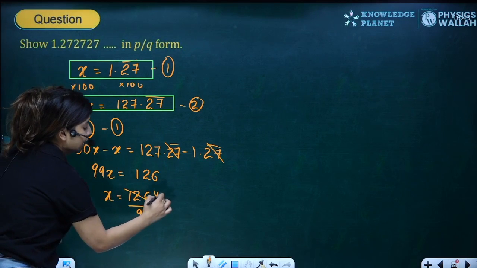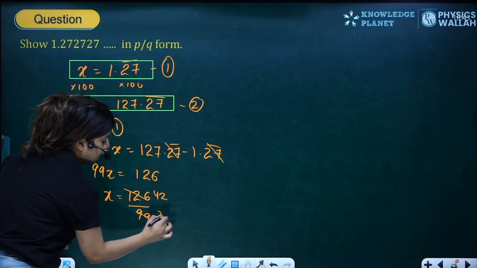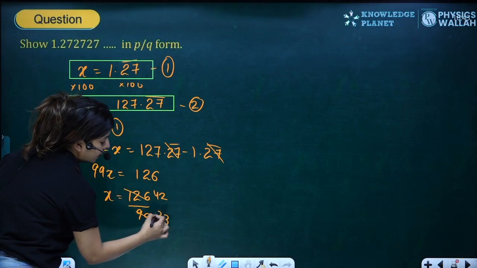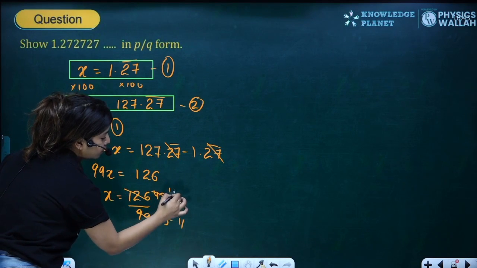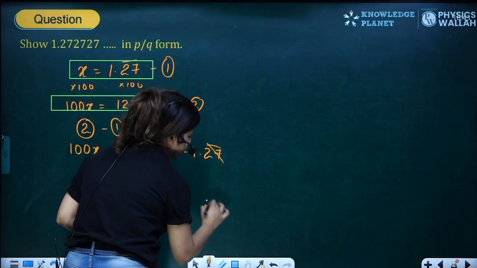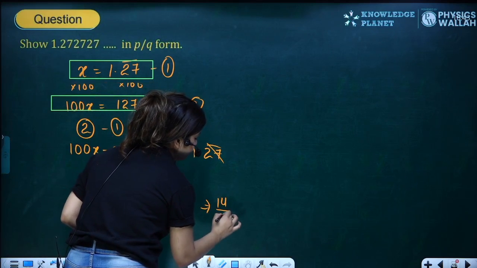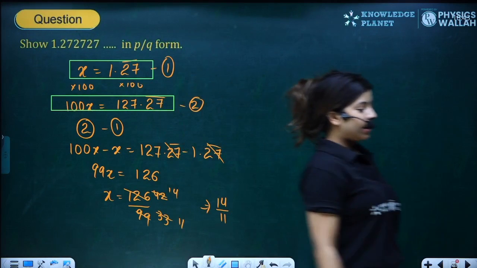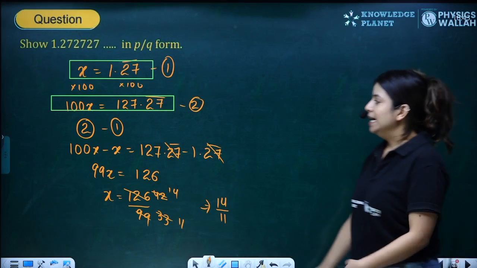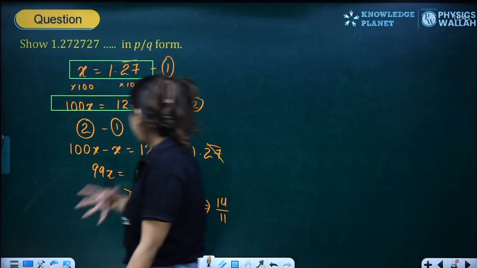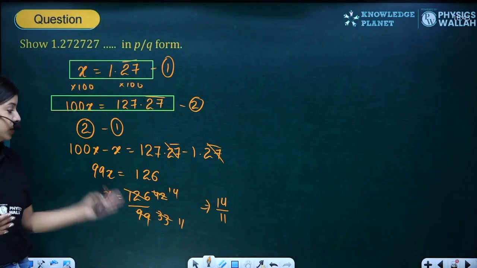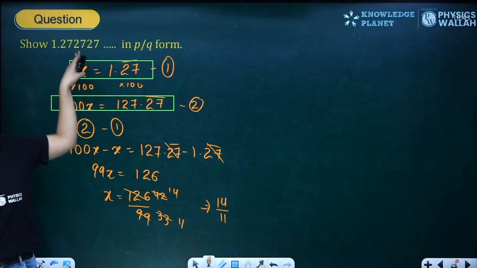3 4s are 12, 3 2s are 6, 3 and 3. Again, you can simplify it by 3. This will give you 11, and this will give you 14. So basically, you can write this number as 14 by 11. That is, 14 divided by 11 will be the p by q form of this particular number that we have.